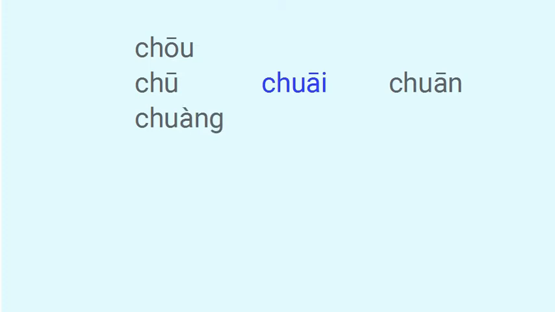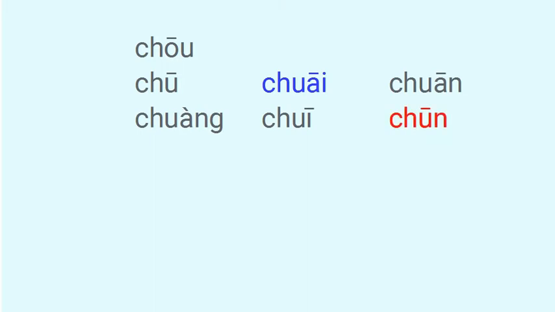BU is pronounced as Pu. CHOU is pronounced as Cho. CHU is pronounced as Chu. CHUAI is pronounced as Try. Please pay attention that this is a tritongue. CHUAN is pronounced as Chuan. CHUANG is pronounced as Chuang. CHUI is pronounced as Chui.